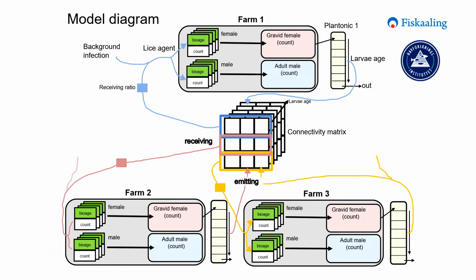And if you multiply this array with the matrix, you can estimate, for example, how much farm 1 gets from itself. So this is self-connectivity or internal infection. So how much it gets from itself, but also how much it gets from farm 2 and farm 3, and so forth. And you can do the same for all 3 farms. And then the cycle completes.